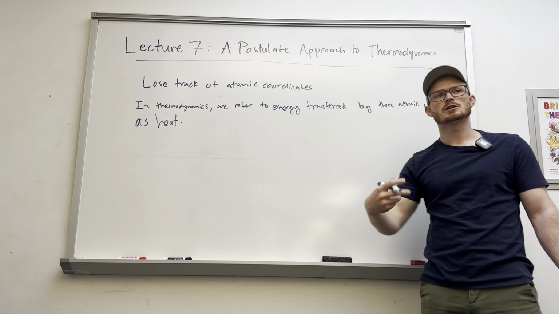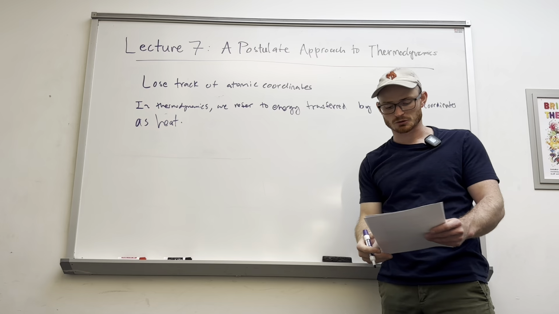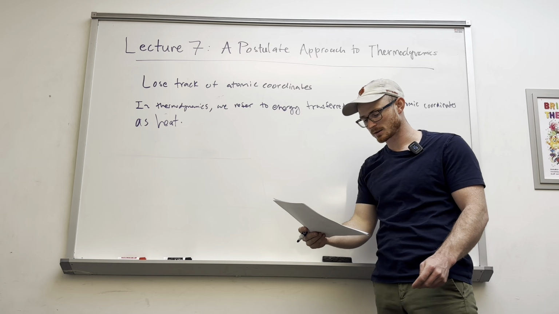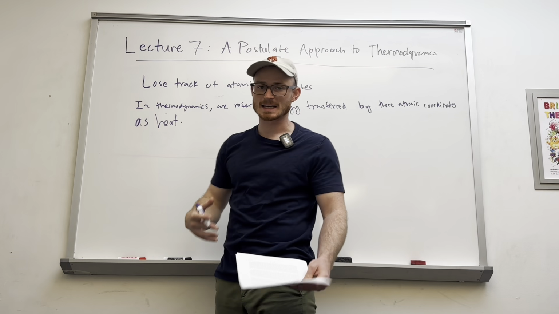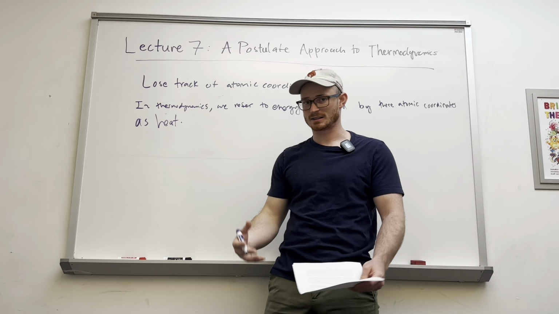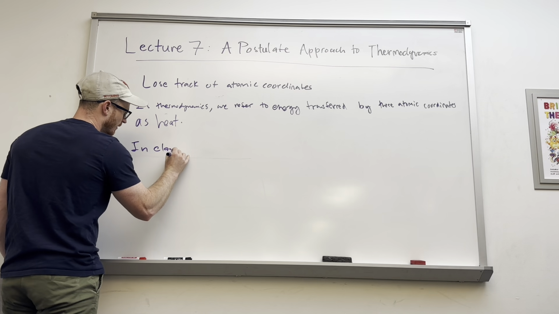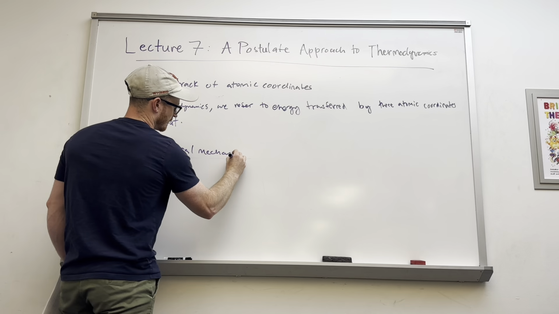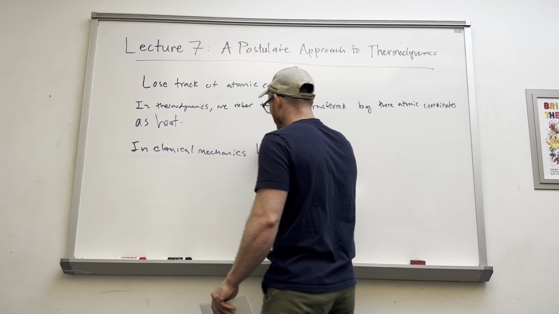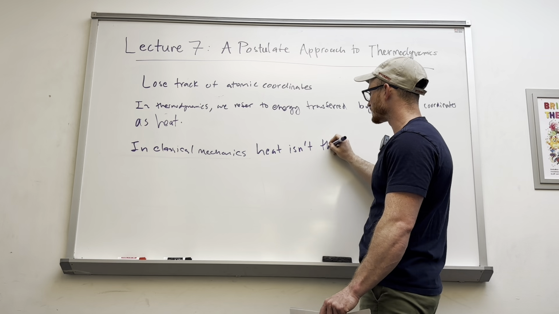So heat is going to be all of the energy that's transferred within the atomic coordinates that we can't keep track of anymore in classical mechanics. Now, note that in classical mechanics, heat doesn't really exist. So in classical mechanics, there is no heat, right? Heat isn't there. Why is that?